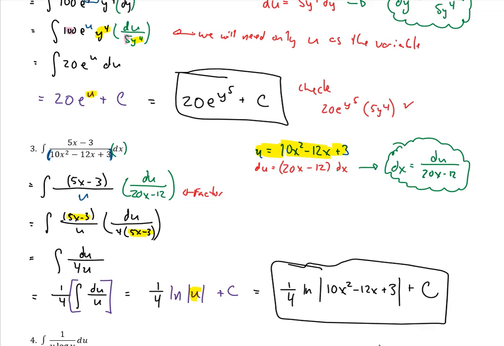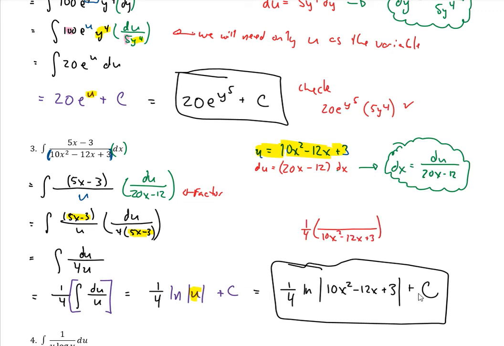A little better. Okay, so this is it. And then, like always, you can do a very quick check. So the check for this, let's put it above. So I have 1/4. The derivative of the natural log is to put that argument that's in the natural log down below. So 10x squared minus 12x plus 3.